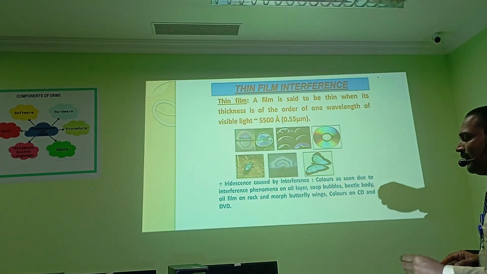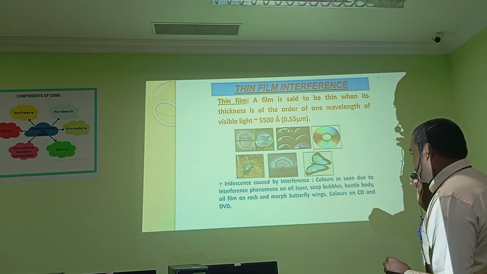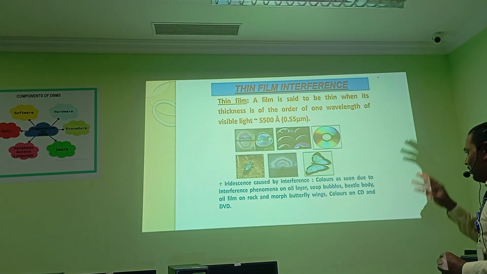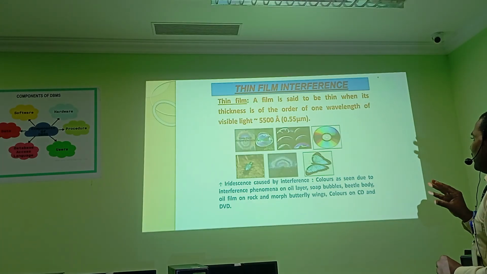The colors on a CD and DVD appear when light rays are applied to them. That is a rainbow, which shows the presence of a thin film.